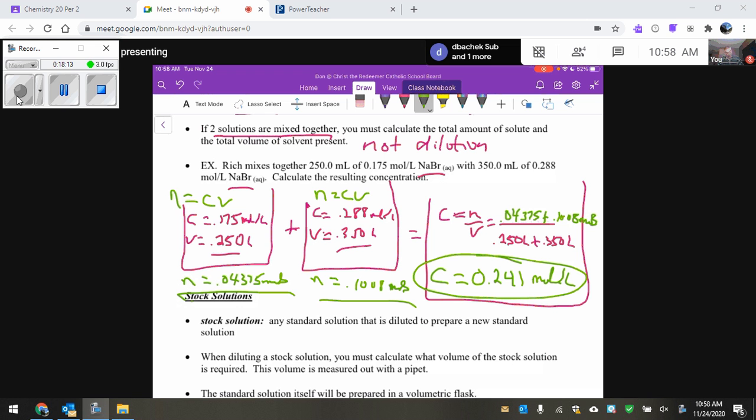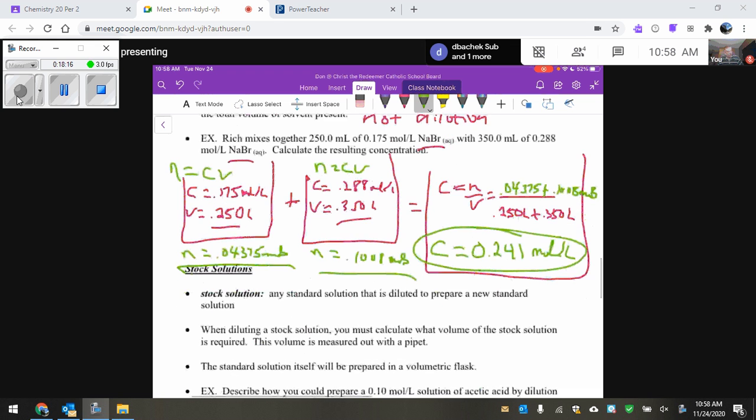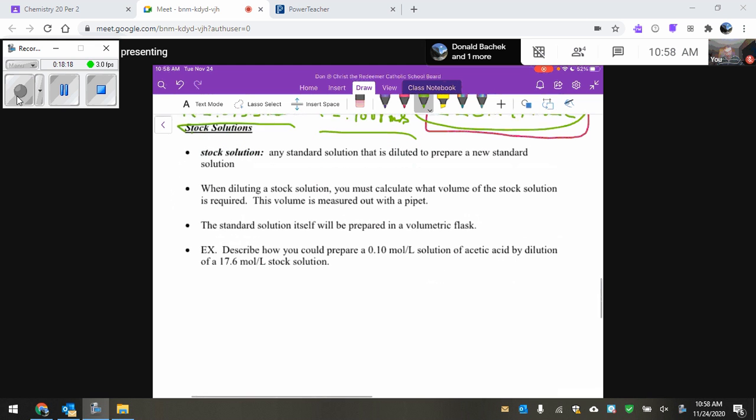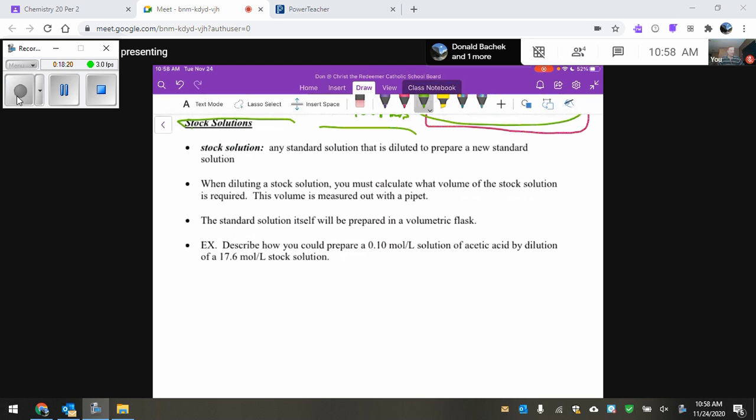All right. Now, this next part is kind of the equivalent of what we talked about first in lesson 4. Now we're going to talk about a stock solution. And this is where things get a little confusing. But a stock solution is any standard solution that is diluted to prepare a new standard solution, which is a little bit confusing.